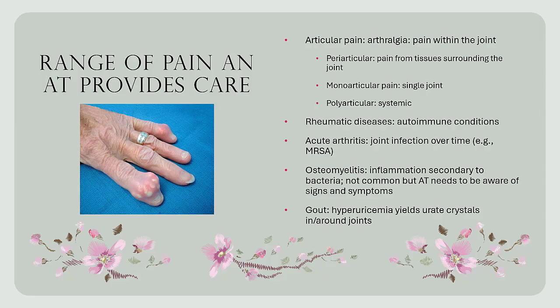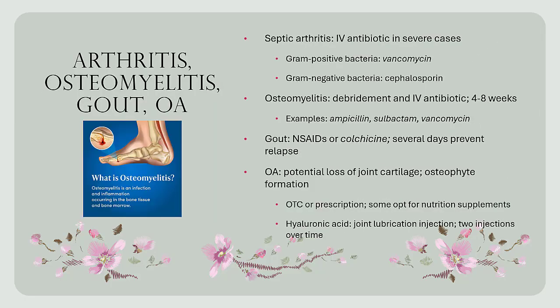We will explore examples of drugs used to treat arthralgia and pain resulting from injury, from acute infections of arthritis and osteomyelitis, gout, osteoarthritis, or degenerative joint disease, rheumatoid arthritis, and systemic lupus. Septic arthritis is typically treated with IV antibiotics in severe cases, for either gram-positive or gram-negative bacteria.